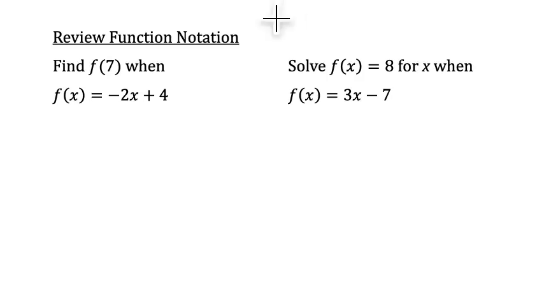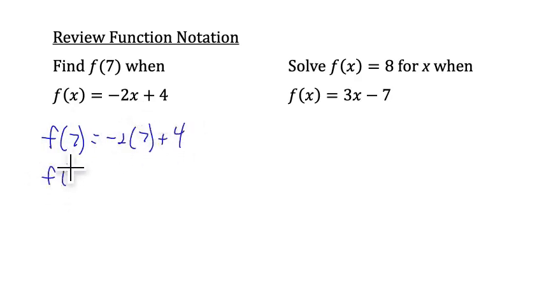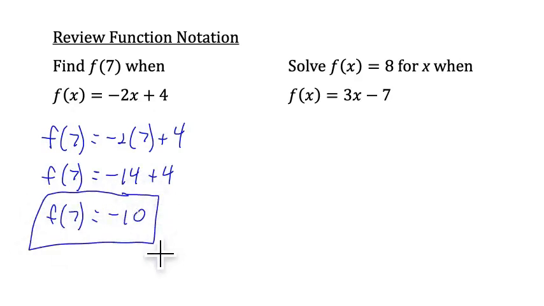Let's start by reviewing function notation. So here we need to find f of 7 when f of x equals negative 2x plus 4. Now, there isn't any math to do on the left side here. All we need to do is substitute 7 in for x on the right side and work out the math on the right. All right, so we just figured out that for this function f, with an input of 7, the output is negative 10.